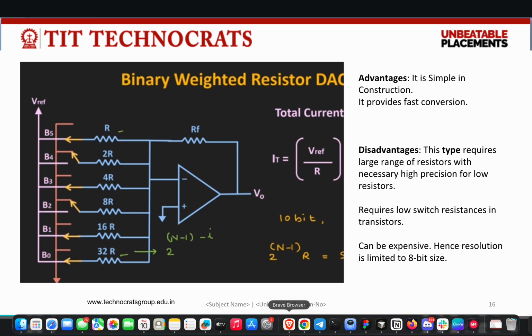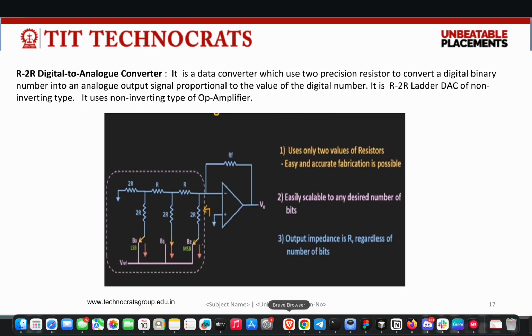The disadvantages of binary weighted resistors are this: it requires a large range of resistors with necessary high precision for low resistors. It requires low switch resistances in transistors. It can be expensive, hence resolution is limited up to 8-bit size.